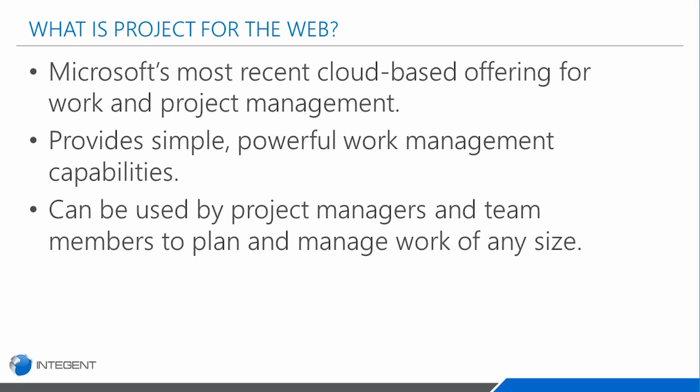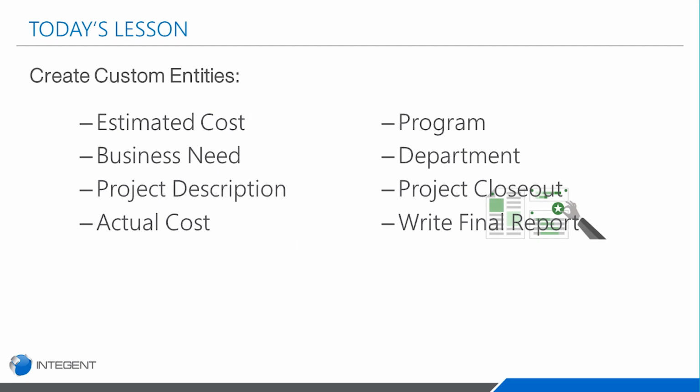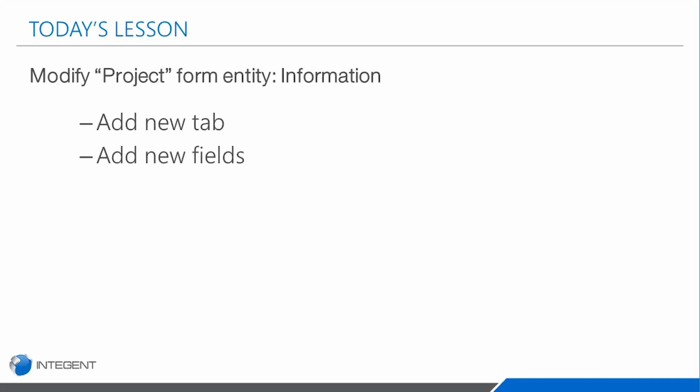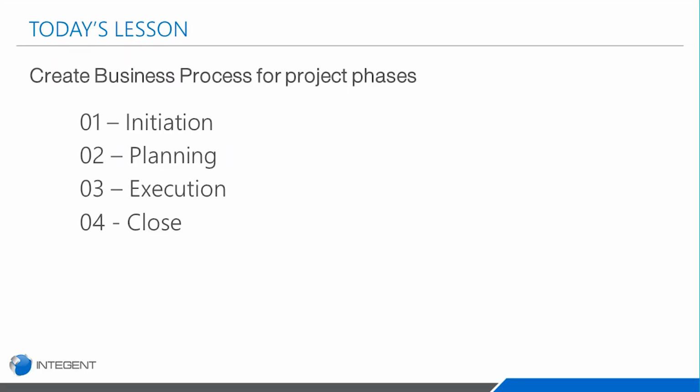We're going to do some customization to it. It's actually a multi-step process. First we're going to create some custom entities here. We're going to look at the project entity and create some fields within there. After we create those fields, we're going to modify the information form of the project entity to add those fields to it. And then finally, we're going to create a business process, which will allow the project requests to flow throughout a certain methodology, from the point where it's initiated, then planned, then execution, and then finally close. So let's get started.